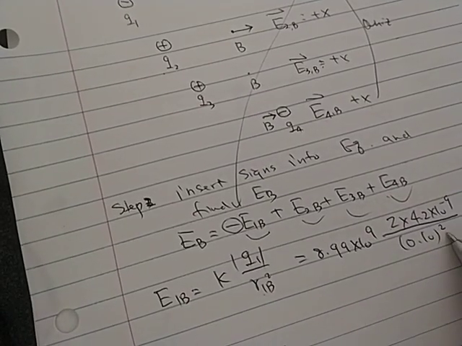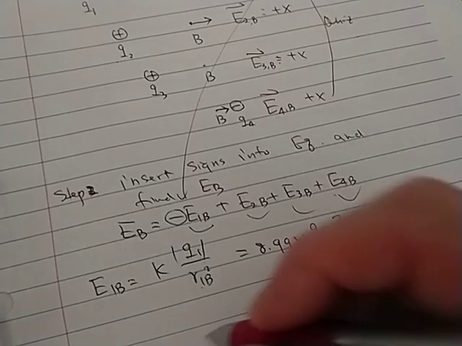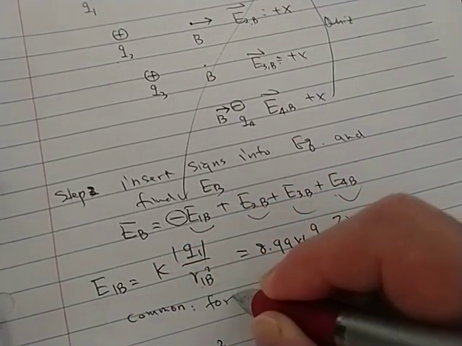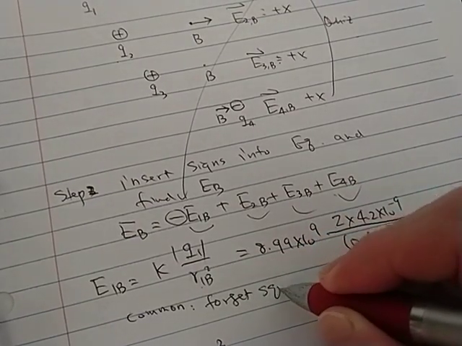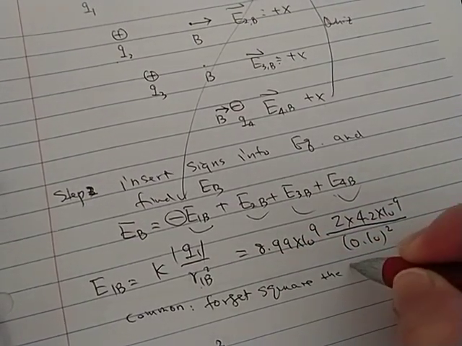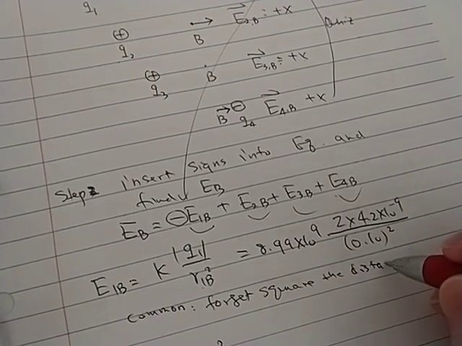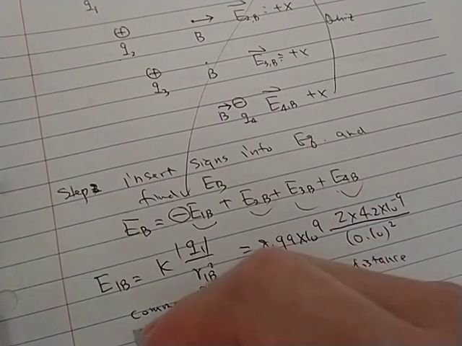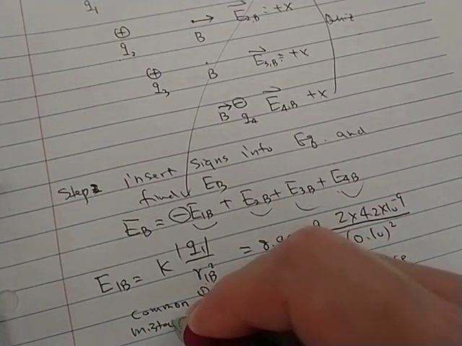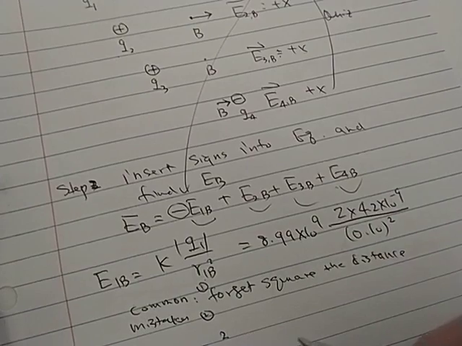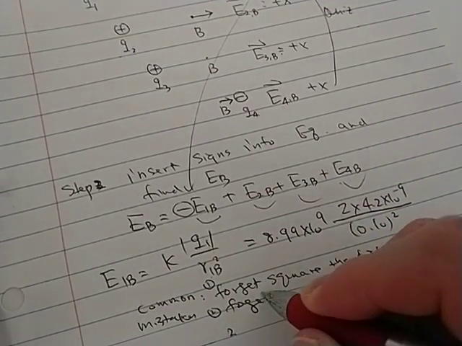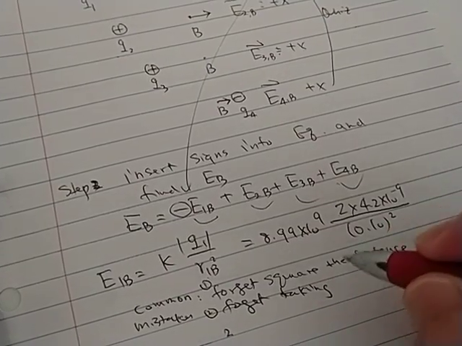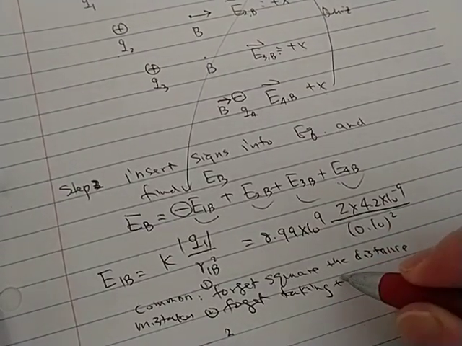Don't forget to square it. Common mistake: forgetting to square the distance. Another common mistake: forgetting to take the absolute value, it should be the squared distance and the absolute value.